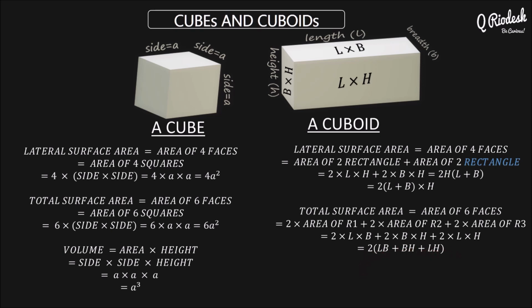Now next, volume is, as I said, area multiplied by height. So length multiplied by breadth is area, times height. So it will be l multiplied by b multiplied by h, l into b into h.